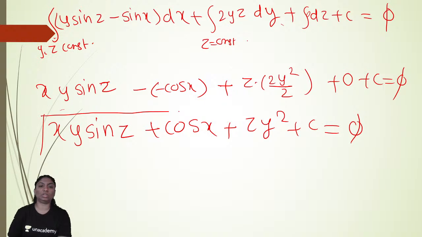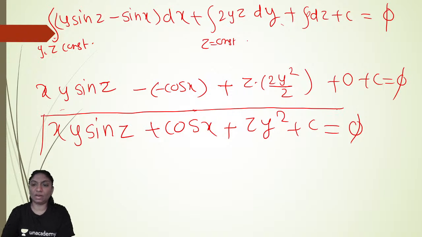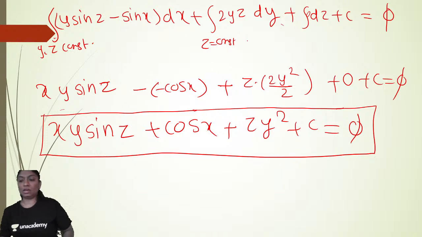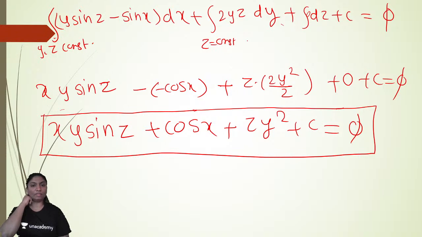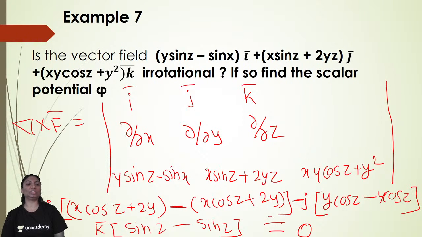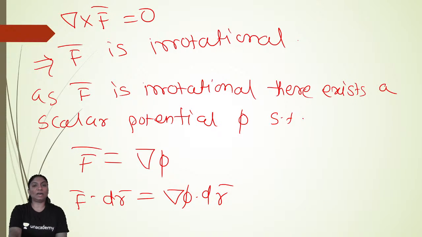Your scalar potential phi in the given vector field F bar is irrotational. Once again, we find out the scalar potential phi when the given vector field F bar is irrotational. So first of all, how to calculate irrotational? Taking the cross product of del with F bar: i, j, k, del by del x, del by del y, del by del z of (y sin z minus sin x), (x sin z plus 2yz), (xy cos z plus y square). So taking the cross product, you will get del cross F bar is equal to 0, which implies F bar is irrotational.